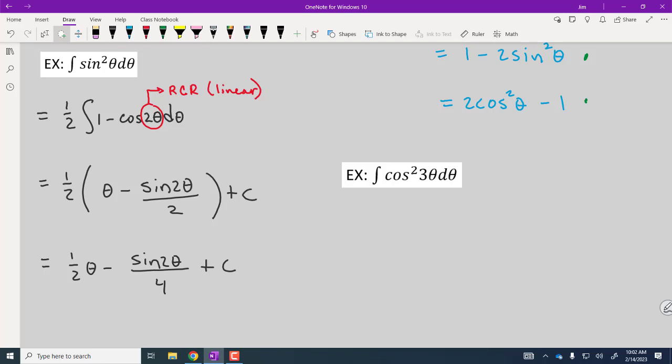So the power reduces, you double the angle. Okay, that's exactly, good observation. Everybody catch that pattern? When the power reduces, the angle doubles, so you should end up with a cosine of 6 theta.